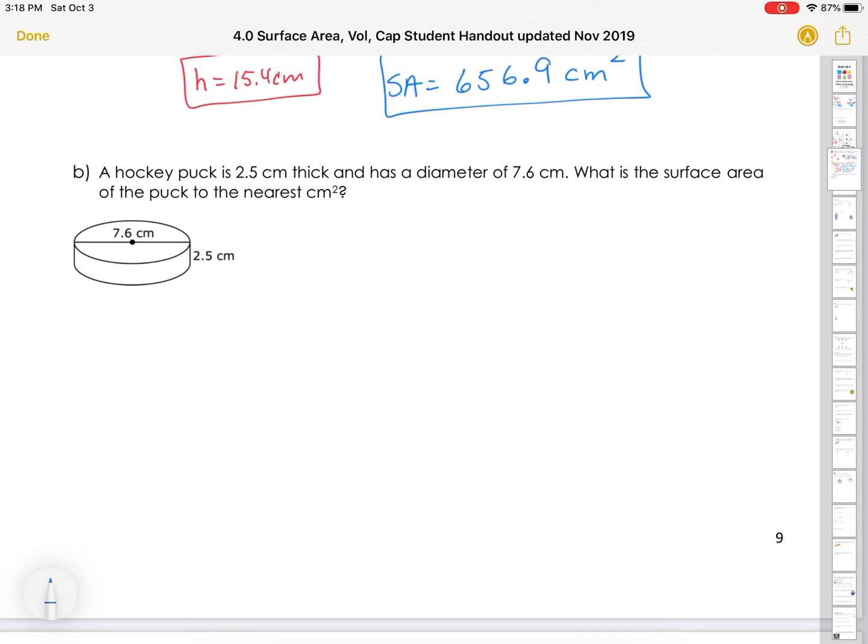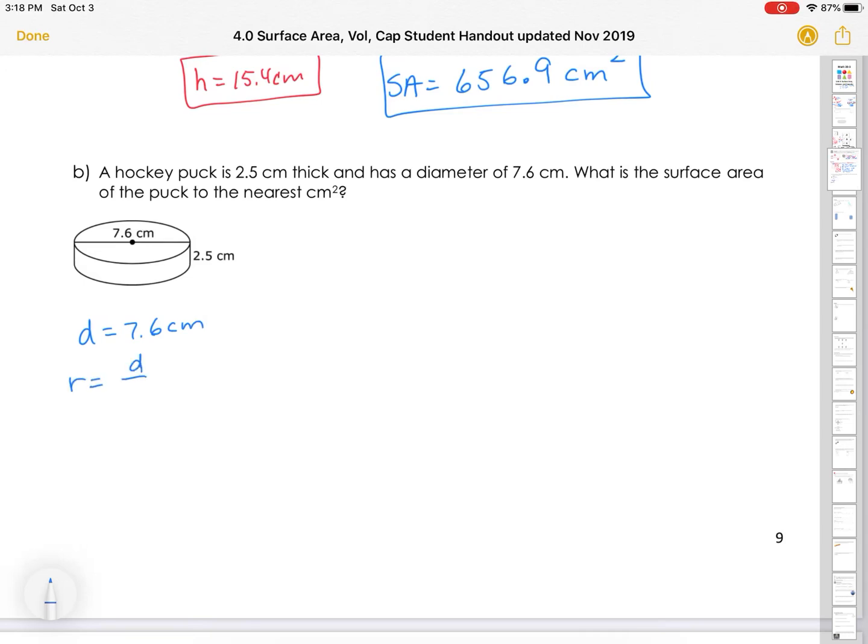I like prisms. Or cylinders, sorry, because it does have a formula. Anywhere where a formula is given, I go, woohoo, because I don't have to do a lot of thinking. Lazy. All right, so let's look at the next one. The next one says, a hockey puck is 2.5 centimeters thick and has a diameter of 7.6 centimeters. What is the surface area of the puck to the nearest centimeter squared? So again, we were given the diameter, 7.6 centimeters.